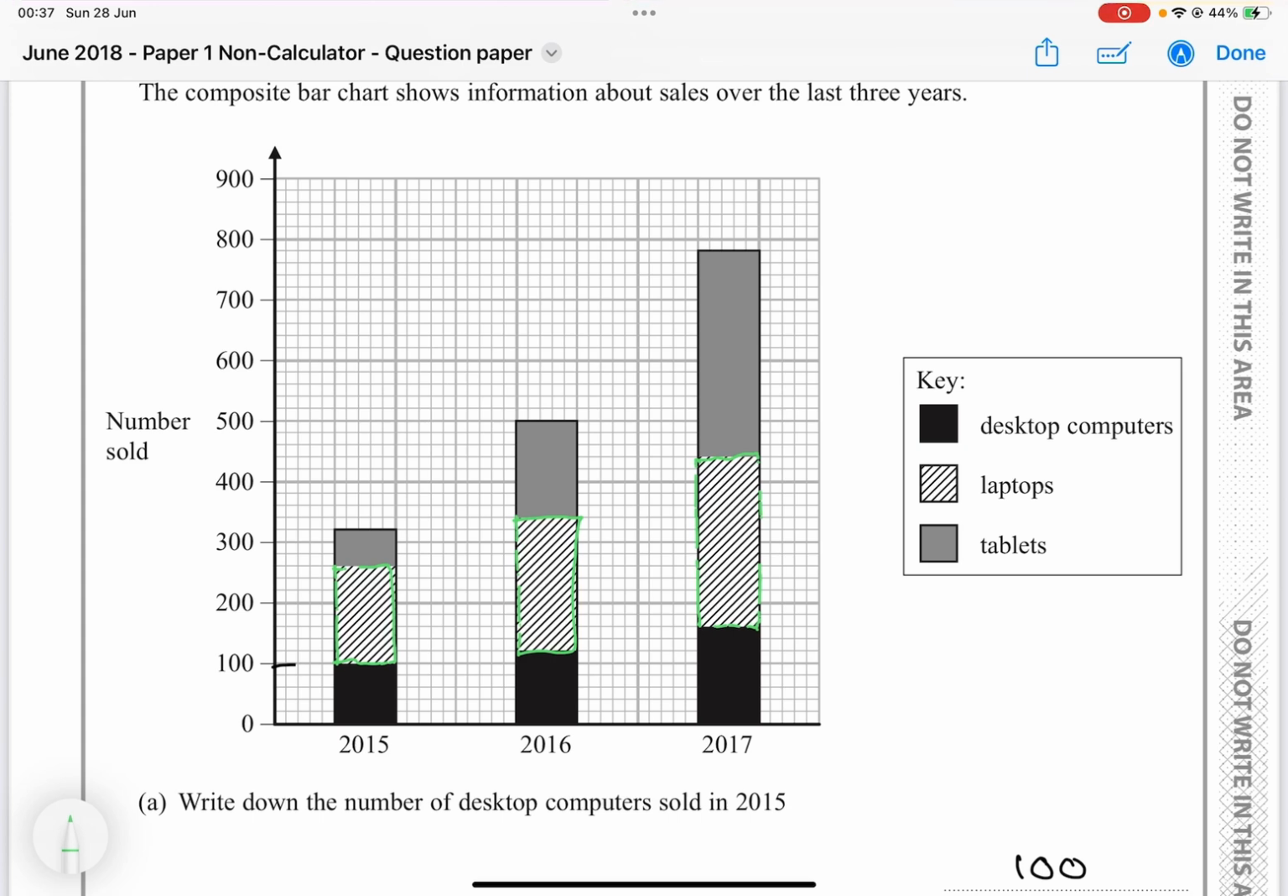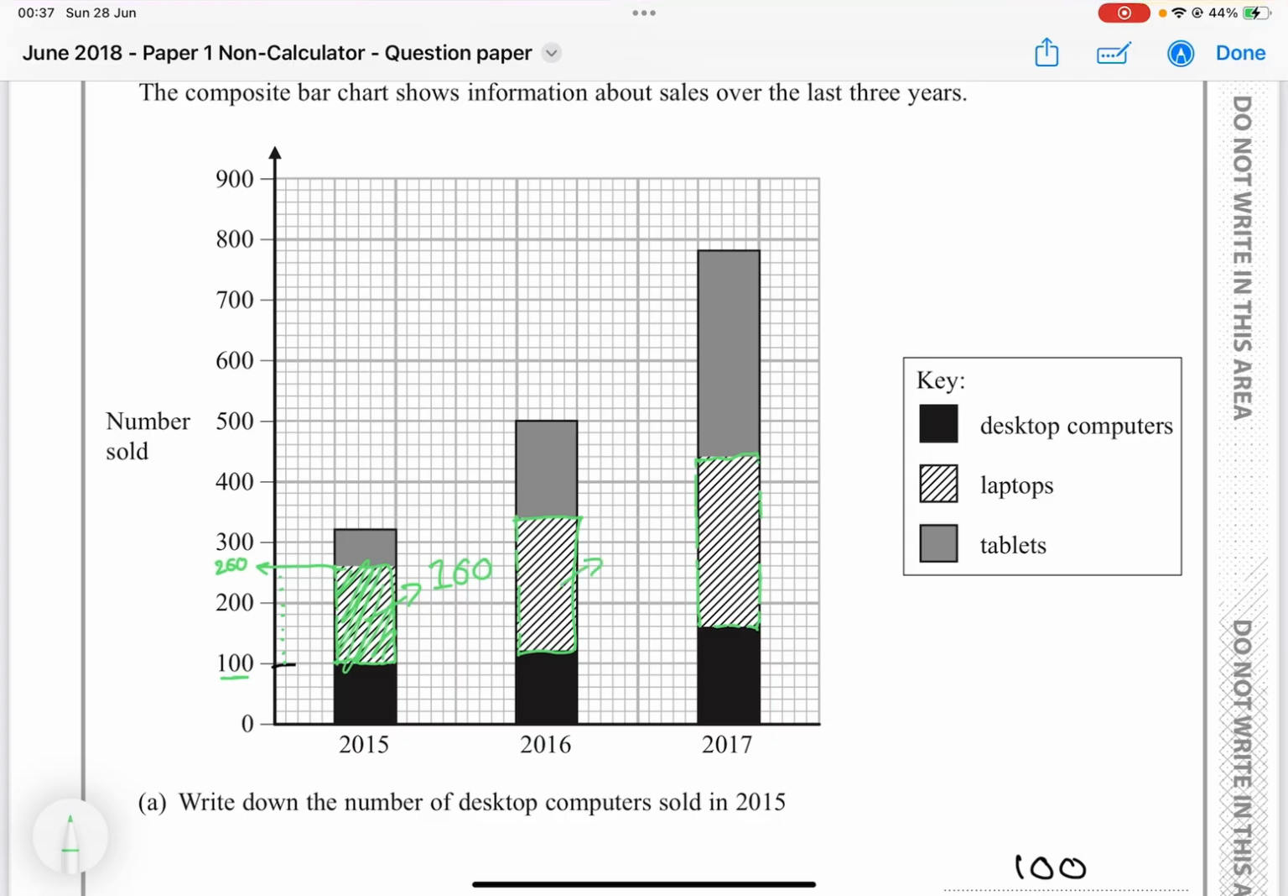So for 2015, the bar goes from 100 to somewhere over here, so we can figure out what that is. We know they're going up in hundreds, so this would probably be 20, 40, 60, 80, 100. Yeah. So that means that's 220, 240, 260. So 260. So we can just do 260 minus 100 to work out what this bit is over here, okay? So 260 minus 100 is 160. So this bit over here is 160. So let's write that down.